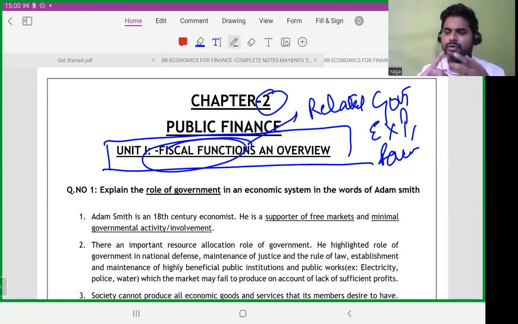For every question on resource allocation, resource distribution, and stabilization, you need to answer two questions: why the government needs to do it and how the government can do it. You should have these two answers at your fingertips. All right, so that is about resource distribution. And then we spoke about the stabilization function of the economy by the government.